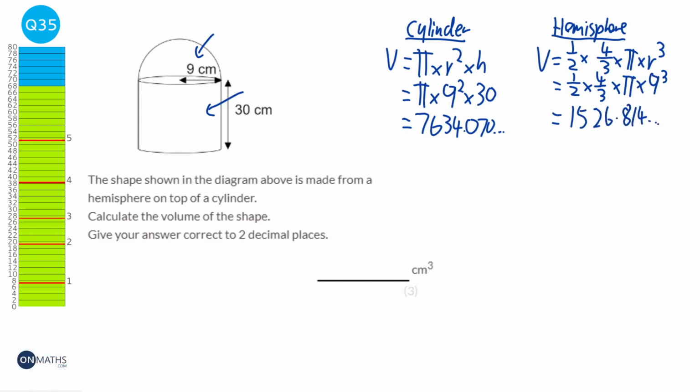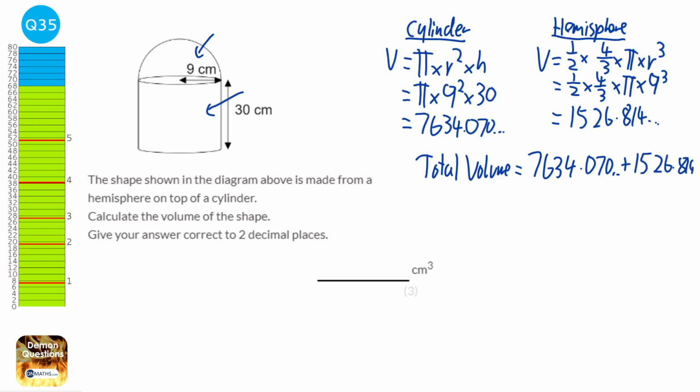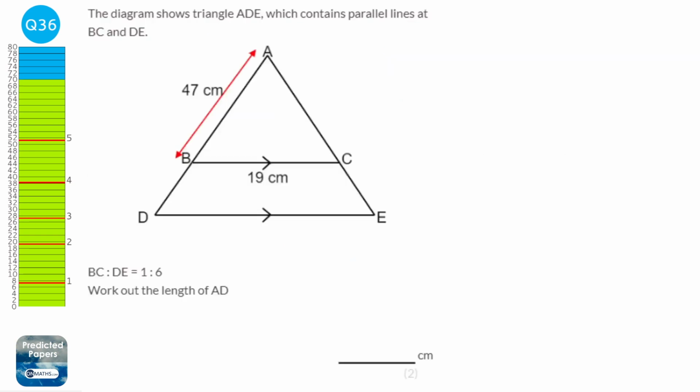1,526.814, and so the total volume is 7,634.070, plus the 1,526.814, which equals 9,160.884. It says it wants it to 2 decimal places, so when we round that, we get 9,160.88.